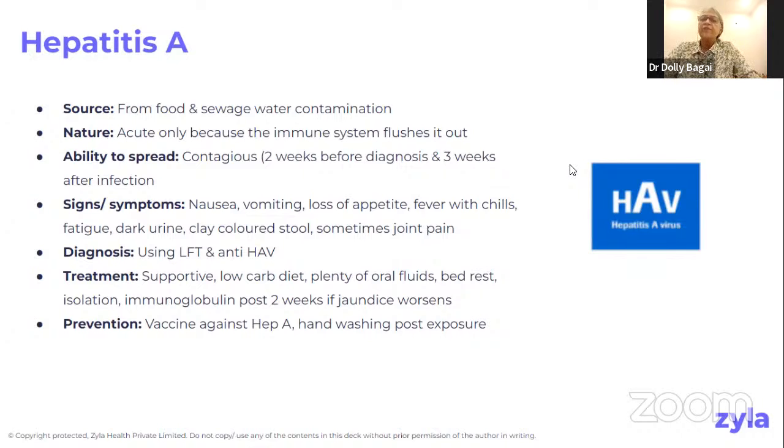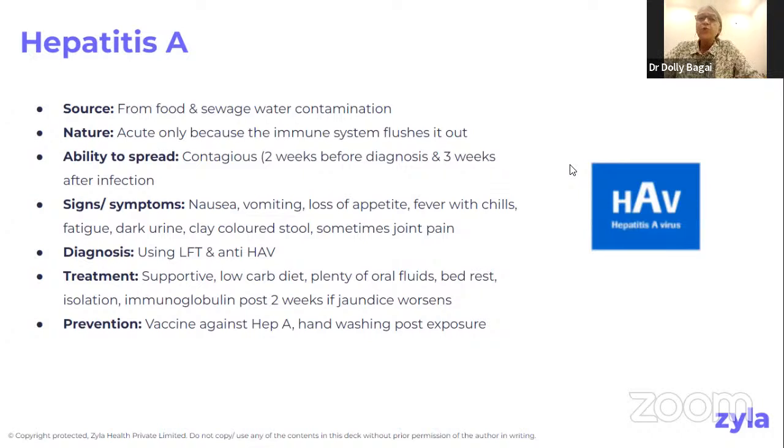Now, how is it contagious? We are passing the same virus in the stool, and it is contagious through, again, contamination of sewage water into our drinking water. What are the signs and symptoms of hepatitis A? Whenever the liver gets diseased, there is always nausea, vomiting, and since the liver is the seat of appetite, there is loss of appetite, and the patient may get fever with chills. There is a lot of fatigue, listlessness, dark urine because bilirubin is coming into the urine, and clay-colored stool, because the normal brown color of the stool gradually becomes light-colored and clay-colored. There may be joint pain in some patients.